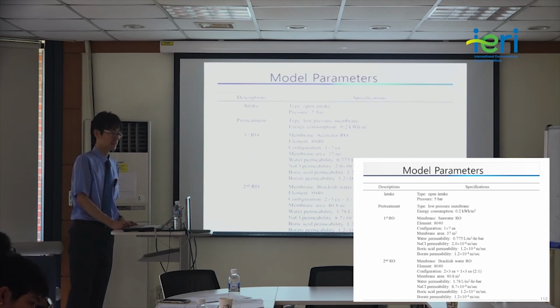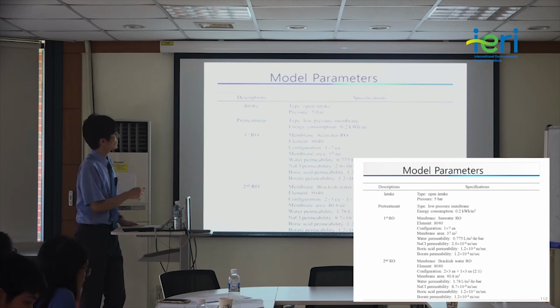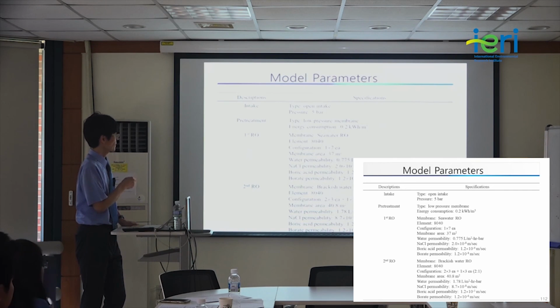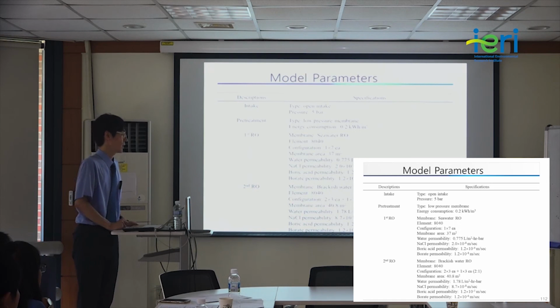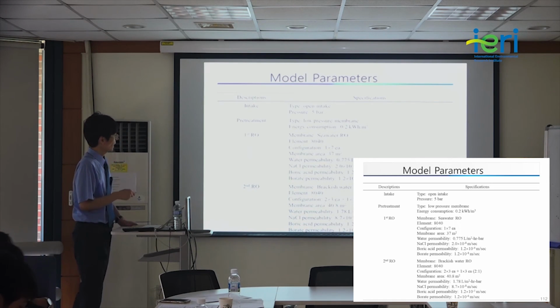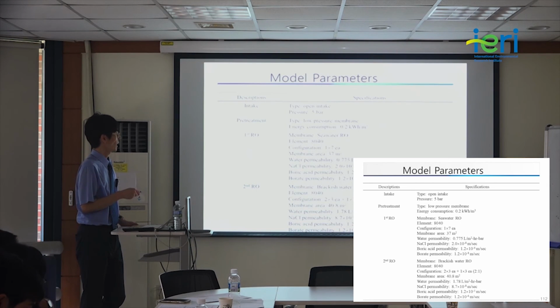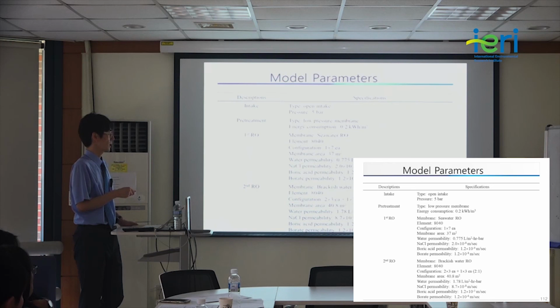I don't want to go over details about the model parameters because that's not something you want to hear. Just one thing I want to mention here is that in the first stage reverse osmosis, we had just one membrane vessel having 7 membrane elements with a membrane area of 37 square meters. And for the second reverse osmosis, we had a 2-stage system. So 2 vessels, and each vessel has 3 elements, and 1 vessel with 3 elements.